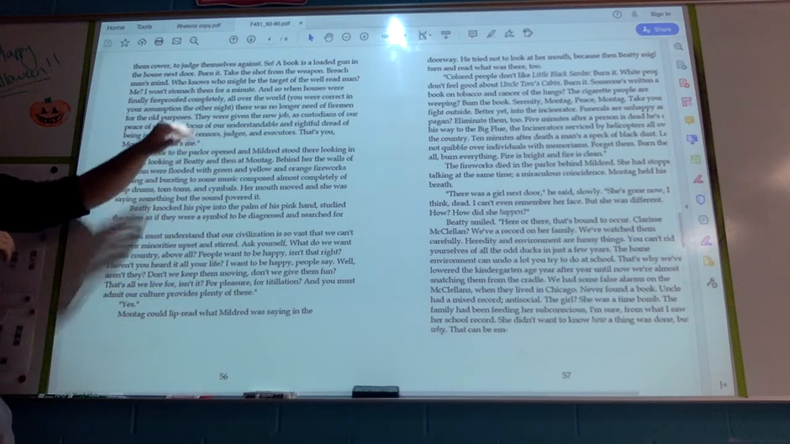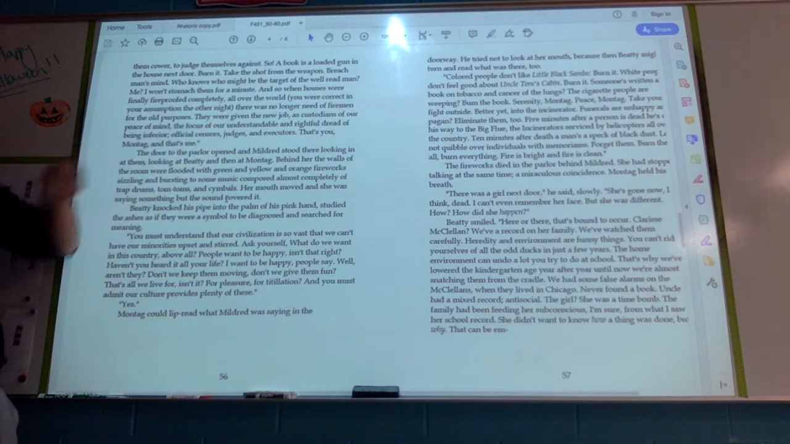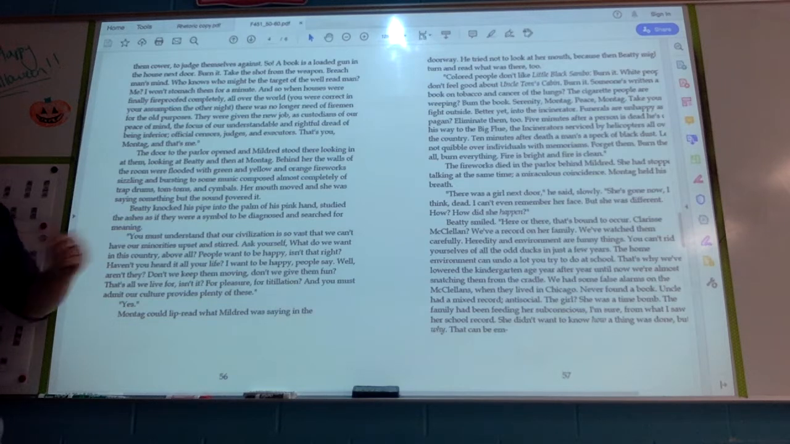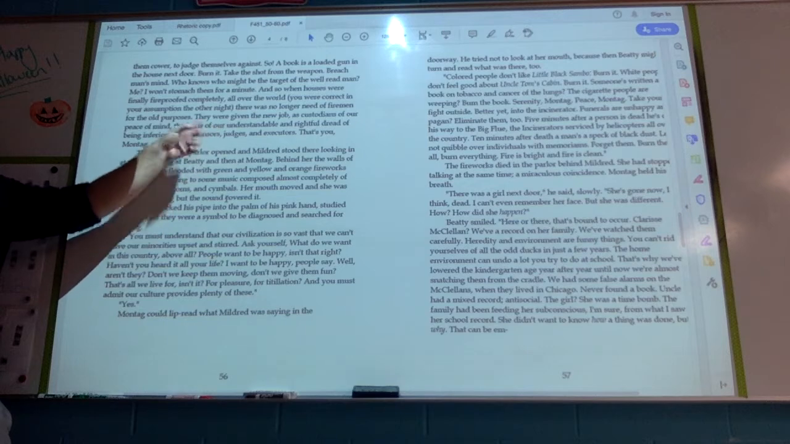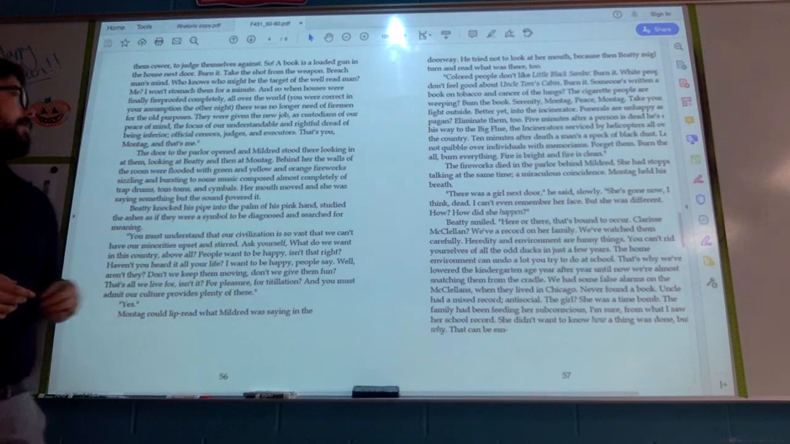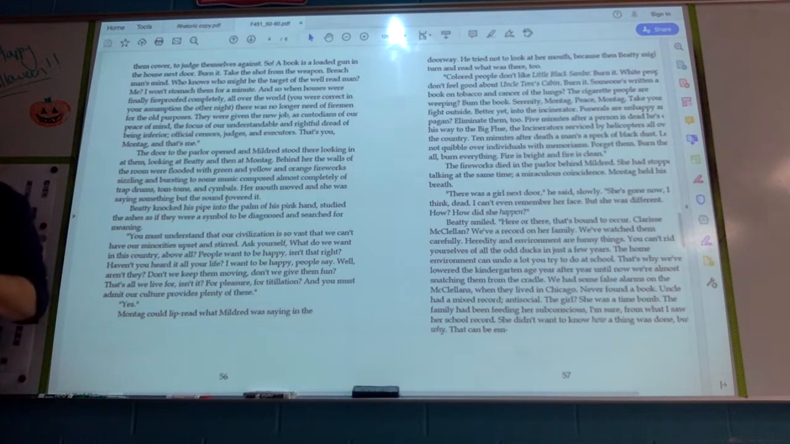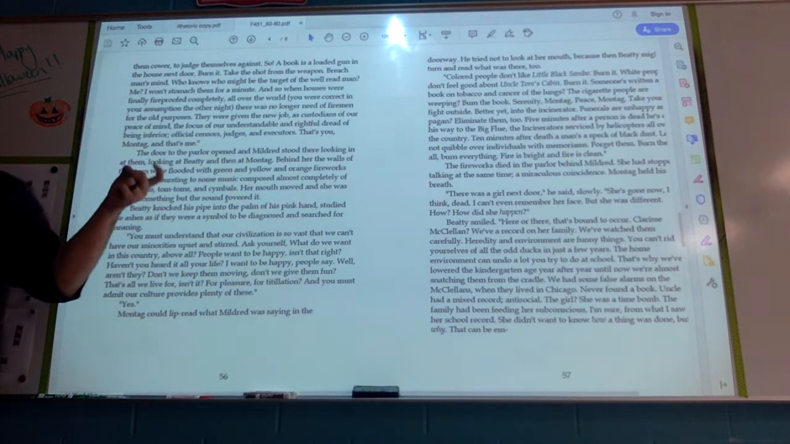Also, this tells us the change of job. They were given a new job as custodians of the peace of mind. They're the ones who get rid of books. They're the official censors, judges, and executors. They're the ones who take care of the issues, the problem here. Would anyone like to continue reading for us?